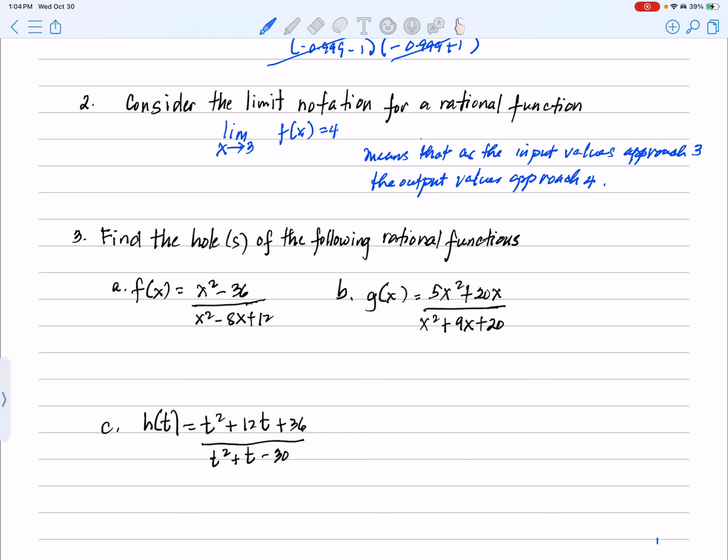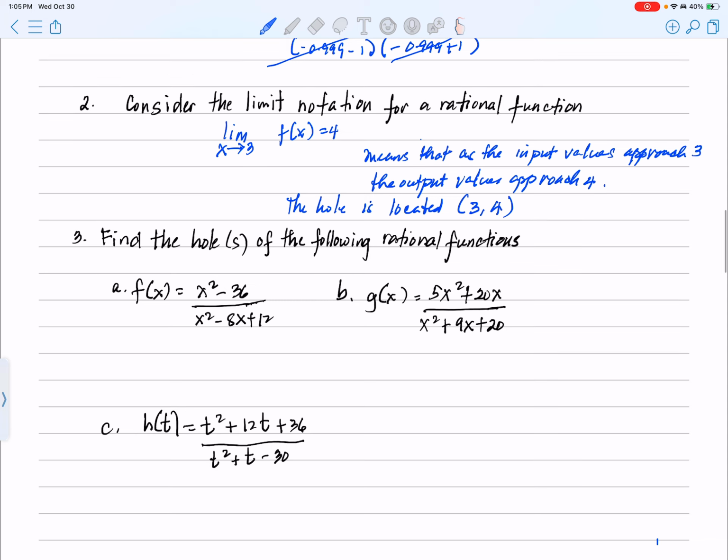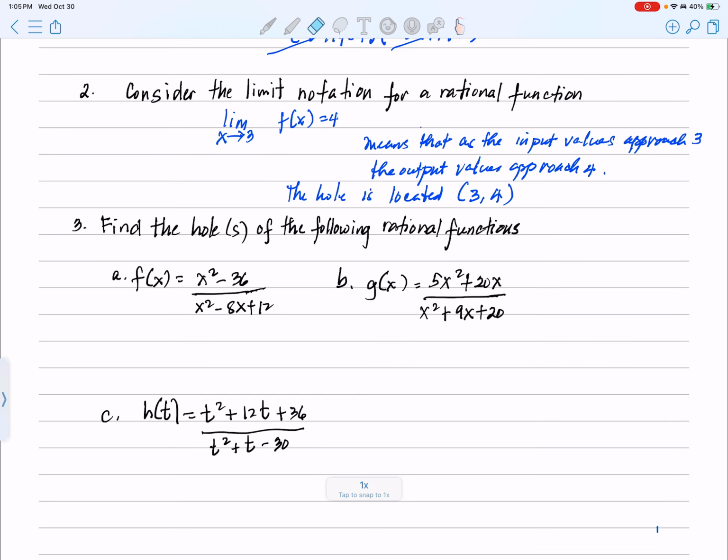So the hole is located at 3 in x and 4 in y. Input is 3, output is 4. Okay, I think that's it. Let's have number 3. Find the hole or holes, if many, of the following rational function. Okay, let's do this.